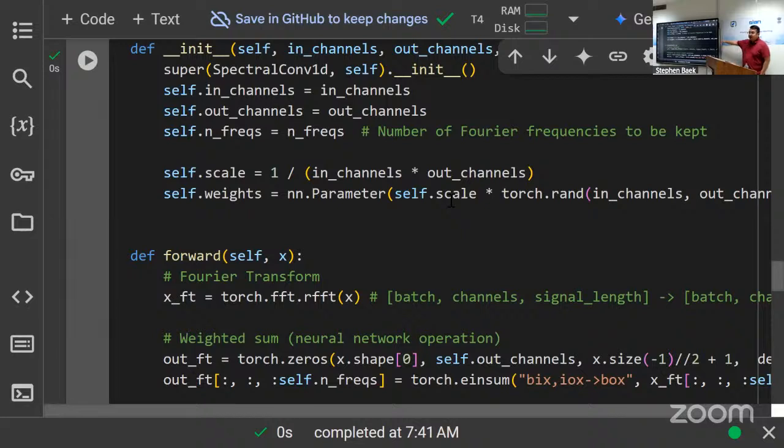Roughly the same variance. So that's why we're scaling the random numbers by that factor.